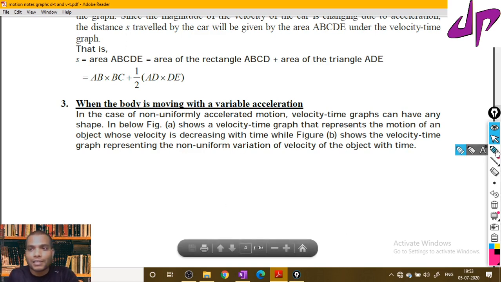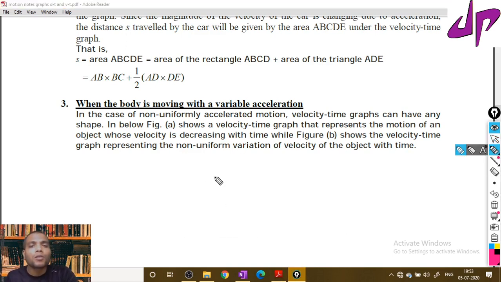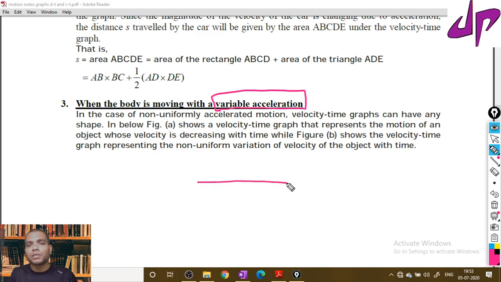Let us see the third case. The third case in the velocity versus time graph is a body moving with variable acceleration. What is the meaning of variable acceleration? Just like all of a sudden increasing, again decreasing, again increasing, again decreasing. Variable is the opposite word to uniform. Uniform means remains the same. So if an object is moving with uniform motion, we represent it as a straight line. This tells about uniform.